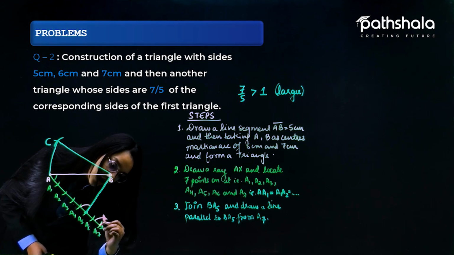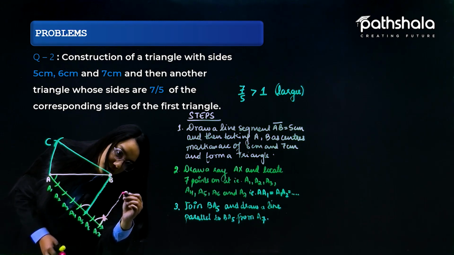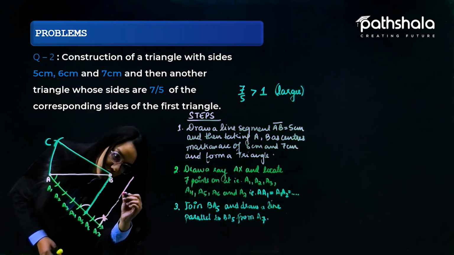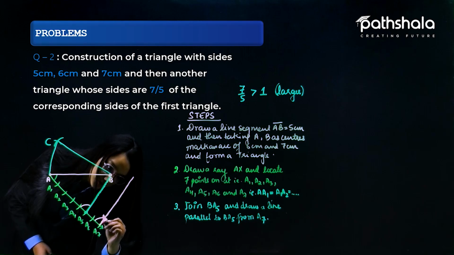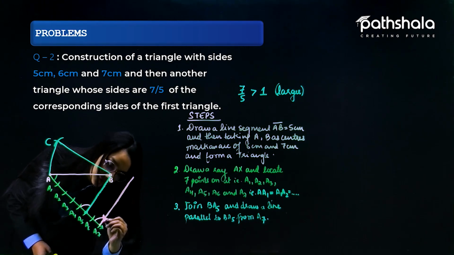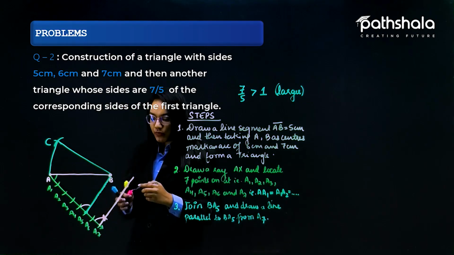Using A7 I have to draw a line which would come parallel to this line. So let us suppose this is my line which is actually coming parallel to this line, exactly parallel to this line, and let us suppose I have extended this into this formation.